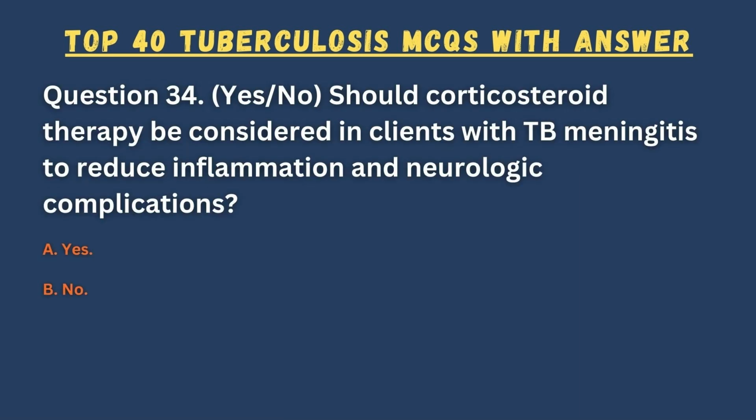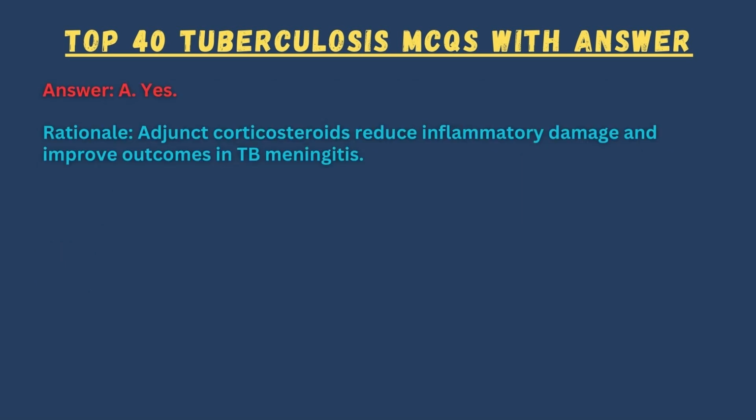Question 34. Yes or no? Should corticosteroid therapy be considered in clients with TB meningitis to reduce inflammation and neurologic complications? A. Yes. B. No. Answer A. Yes. Rationale: adjunct corticosteroids reduce inflammatory damage and improve outcomes in TB meningitis.